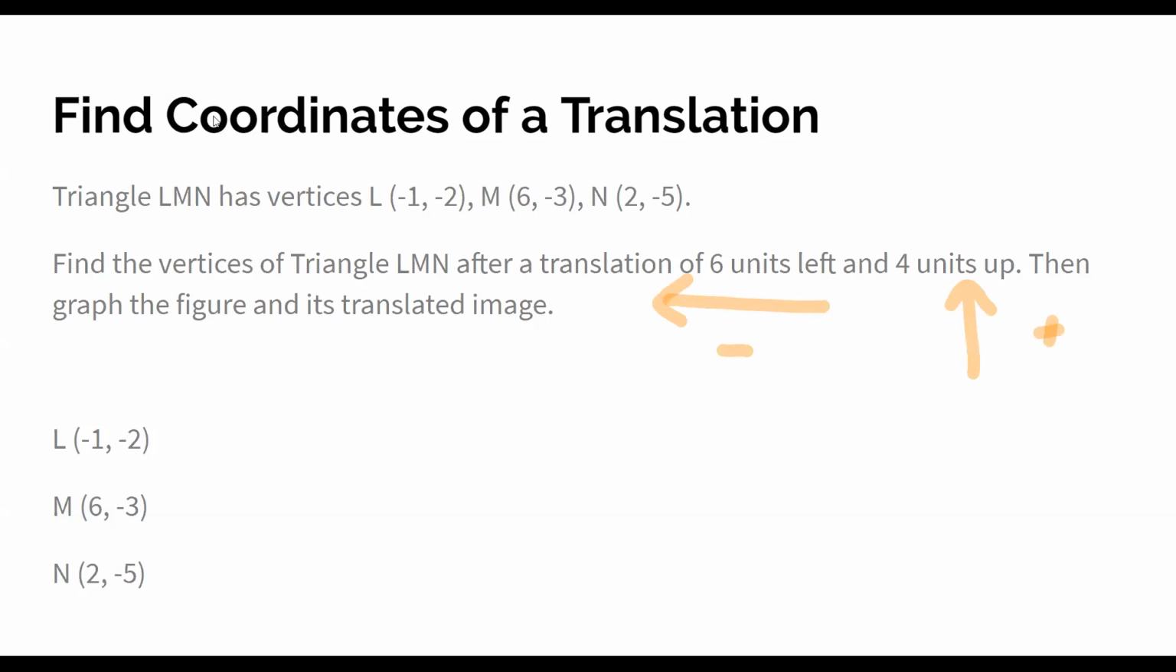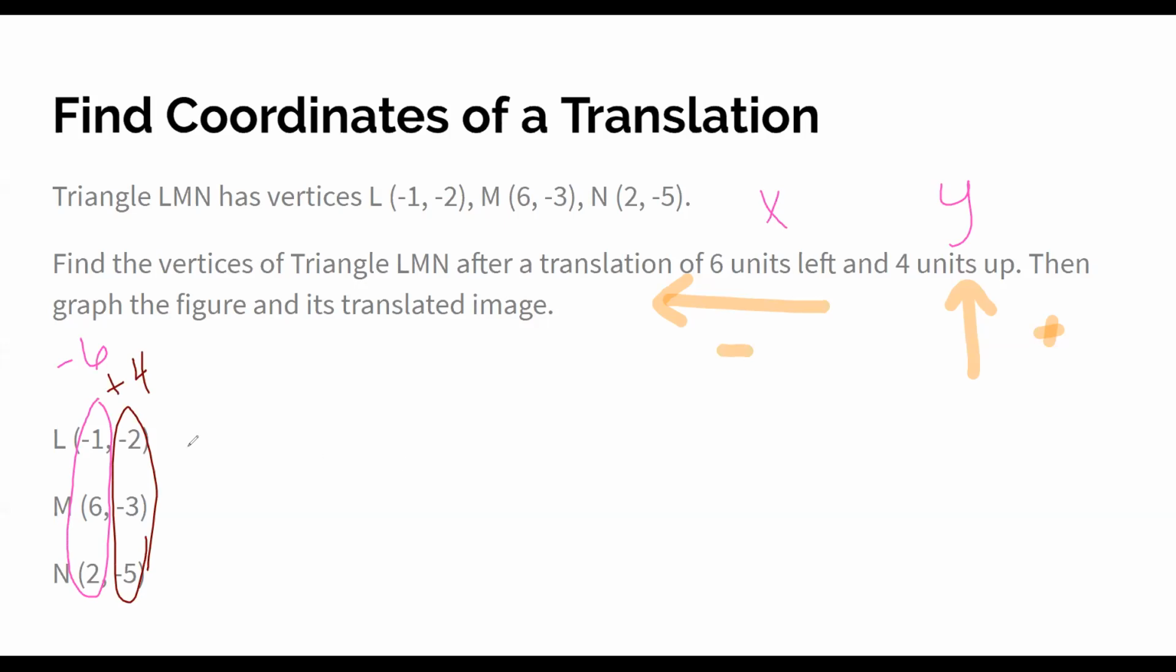So if I know that my X is the one that moves left and right, and my Y is the one that moves up and down, that means all of these first numbers are going to be affected by moving left 6 spaces, and then all of my Y's are going to be affected by moving up 4 spaces. So if you want to graph to do this, that's fine, or if you just want to think about adding or subtracting them, that's fine as well.